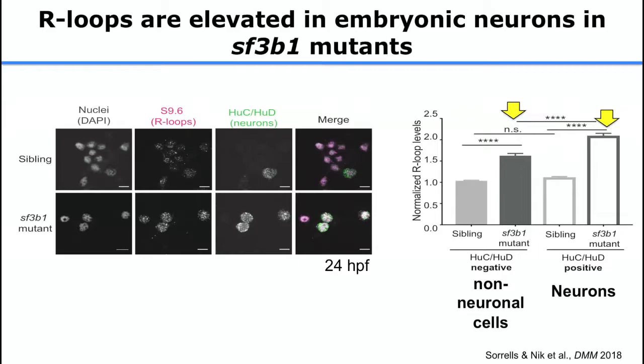What you're looking at here is a single-cell immunofluorescence. This channel is looking at R-loop levels, and in the siblings, there are R-loops present in these cells. Each of these little foci is the equivalent of an R-loop. In the Sf3b1 mutants, we see elevated levels of these R-loops. If we co-label for HuC/HuD, we can distinguish the R-loop levels in the neurons. While we see throughout all cells, neuronal and non-neuronal, that Sf3b1 mutants have about a 1.5 to 2-fold increase in R-loop levels, it's even greater in the neurons compared to other cells in the animal.